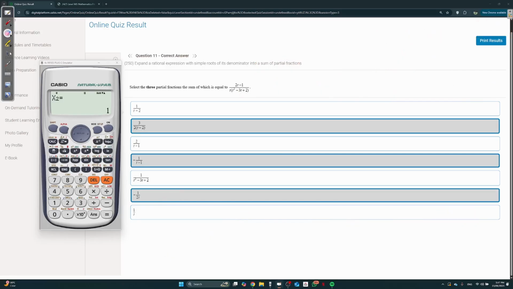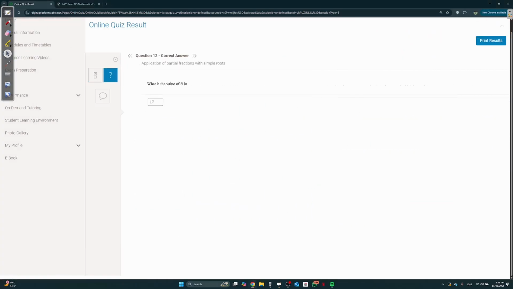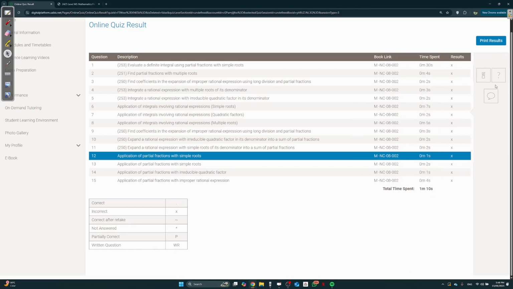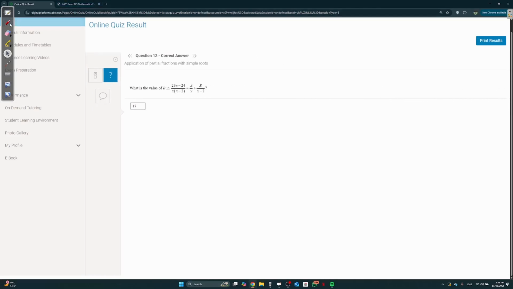Very simple. Question 12. I think the rest of this is all partial fractions, so I'm just going to finish the rest of the quiz, then go back and do the integration questions, okay? What is the value of b in 29? Okay, very easy.